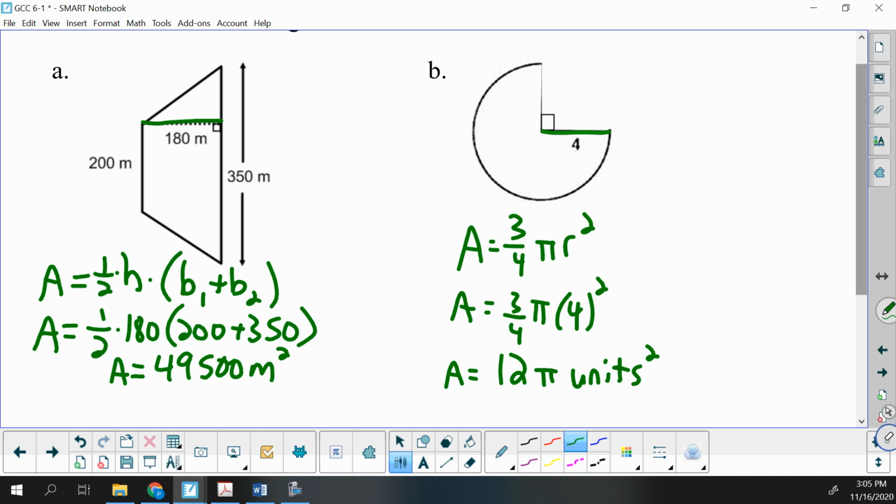Now, you didn't have to do that by hand. We could do it in the calculator, but when you do it in the calculator, don't put the pi in. So you would do 3/4 times 4 squared. That would give you the 12, and then you just stick the pi on afterwards.